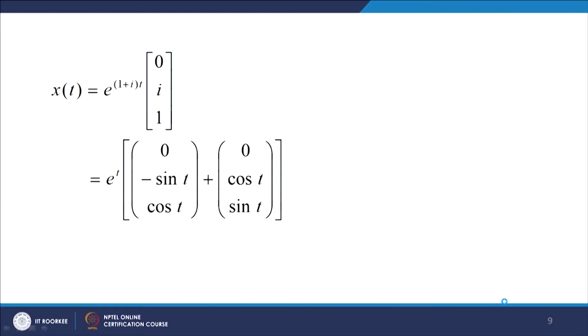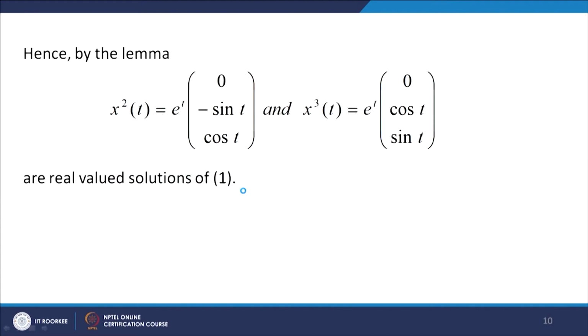So, we get two independent solutions of equation 1, which are e to the power t times (0, minus sin t, cos t), and i times (0, cos t, sin t). So, x(t) can be written as e to the power t (0, minus sin t, cos t) plus i times (0, cos t, sin t), and therefore by using the lemma, the two real independent solutions are x2(t) equal to e to the power t (0, minus sin t, cos t), x3(t) equal to e to the power t (0, cos t, sin t). So, they are the two real valued solutions of x dot equal to A x.